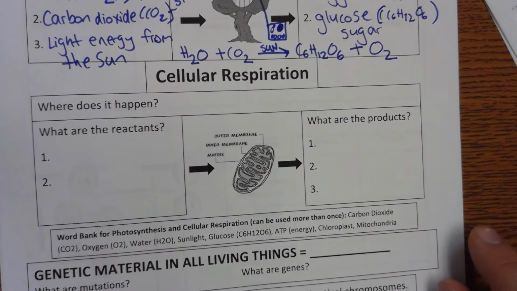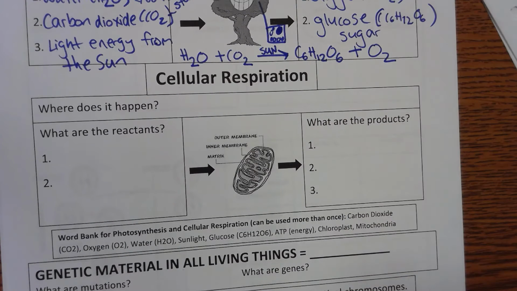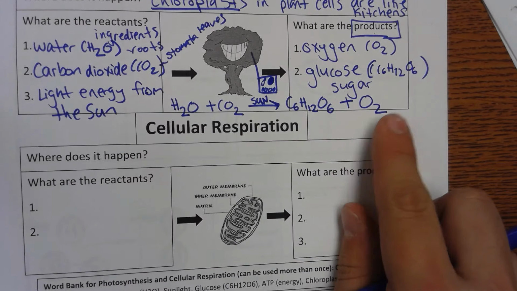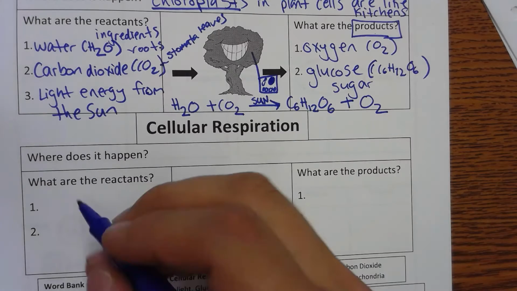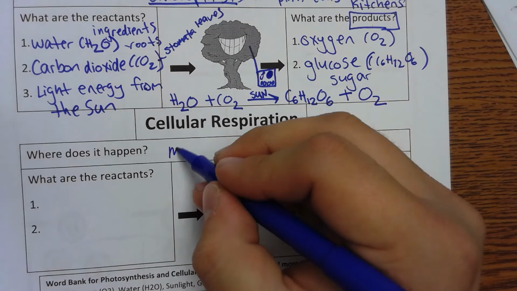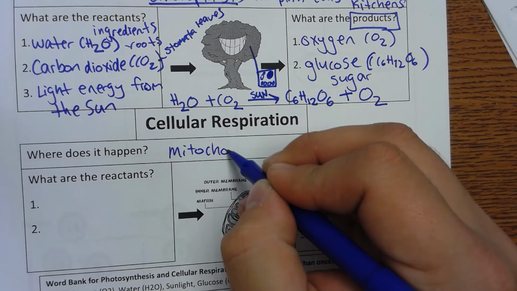Cellular respiration is kind of like the opposite of photosynthesis. So when plants make oxygen for us, how do we take this oxygen and make it into energy for us so we don't die? So where does it happen? Again, this is kind of a review. We just did this. Mitochondria.